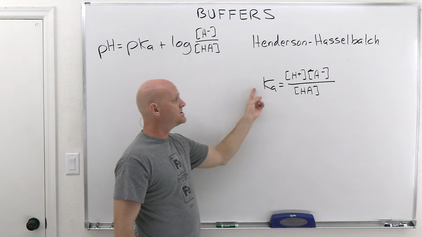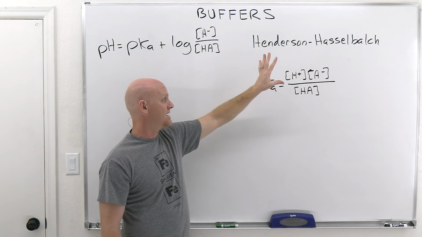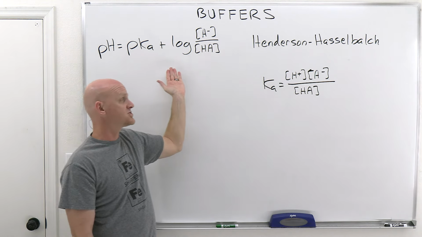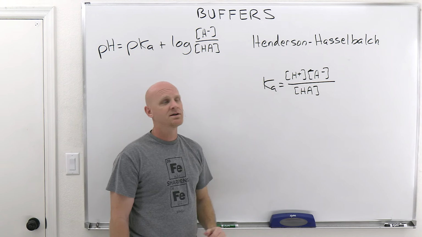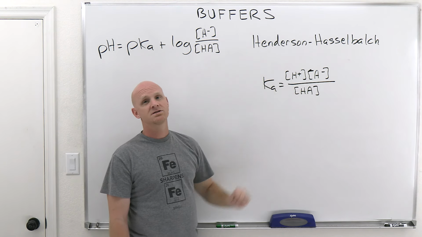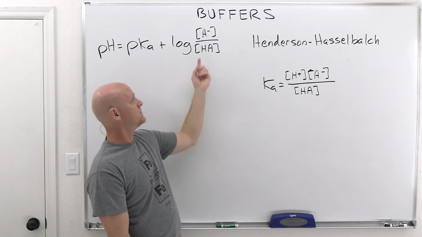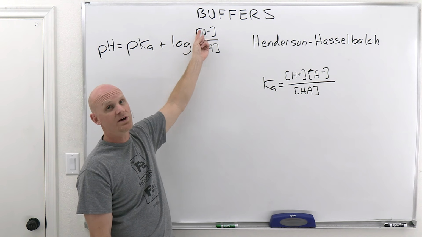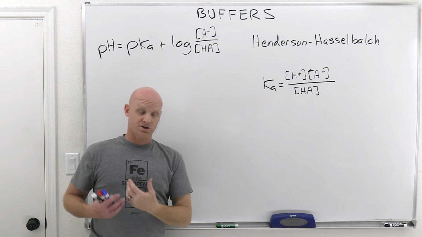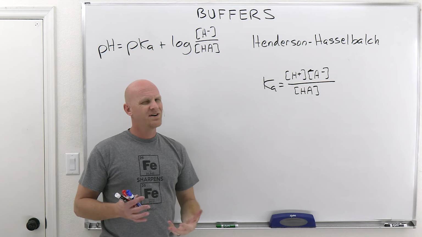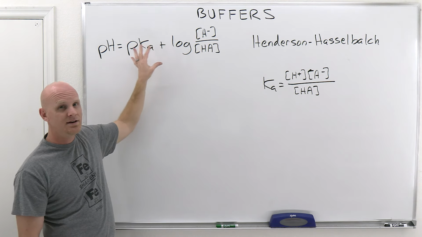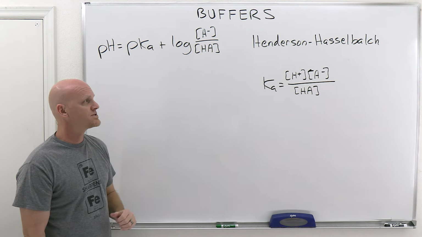Now, it turns out you could just use the Ka expression. And the Henderson-Hasselbalch expression is derived from the Ka expression. So you could just use the Ka expression if you want to. And technically, because you don't have just weak acid, you also have the weak conjugate base, if you wanted to, you could just use the Kb expression. But you'll find that for buffers, it is just really convenient to use this Henderson-Hasselbalch.